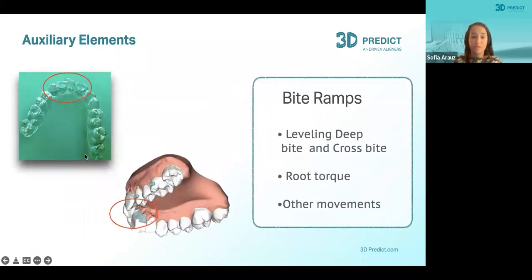And the bite ramps, this is how they look. Like I said, these are the blue orbs on the back of the anterior teeth. And we're using them for leveling the deep bites, crossbites, etc. And you can see how they look in the aligner right here.